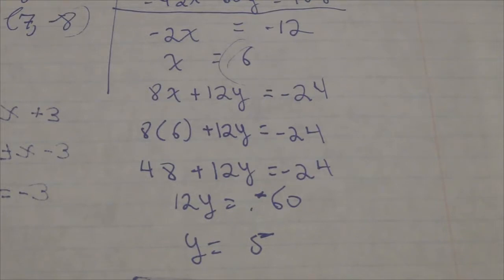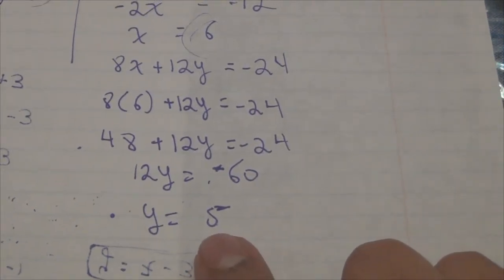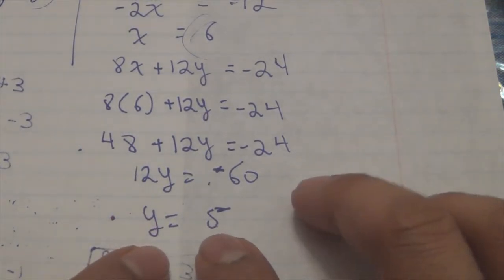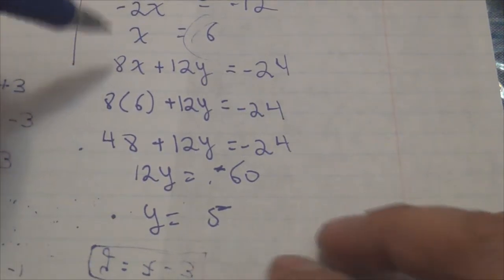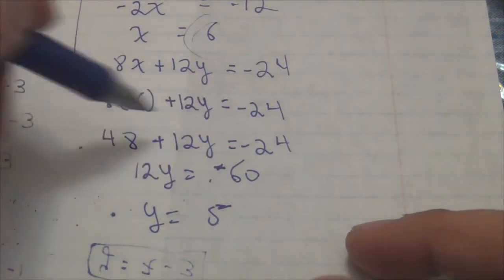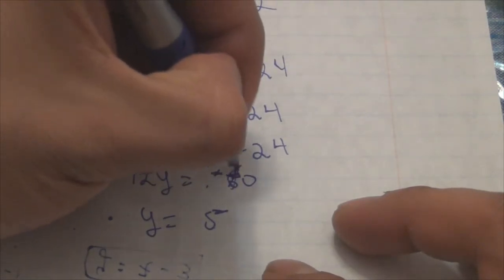Did I make a mistake? Okay, so let us think about this. Hold on a second. Why is 5? Where did I make the mistake? Let me go back. So 4 times 8, okay, that's 48. Subtract 48 from both sides. Oh my God, negative 24 minus 48 is negative 72.